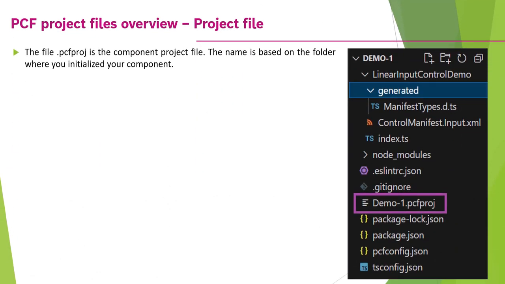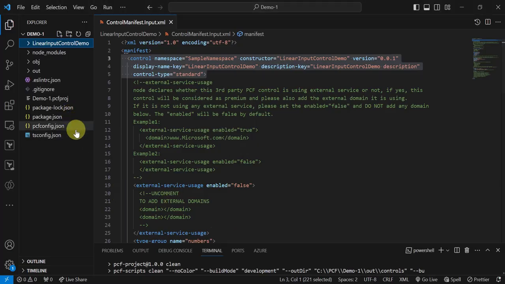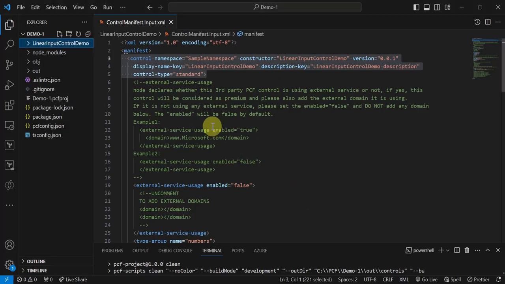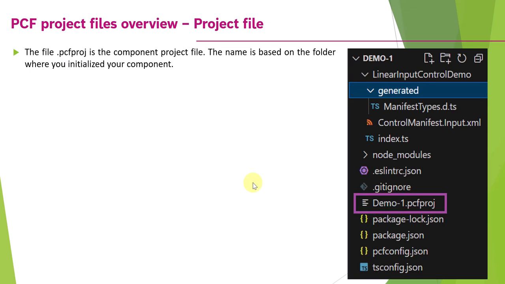The next part is the project file. You can see a project file also gets created with the extension .pcfproj. This is the component project file, and its name is based on the folder where you initialized your component. You remember we initialized our component in a folder called demo1. That is why this demo1.pcfproj has been created. So this is again a different file.